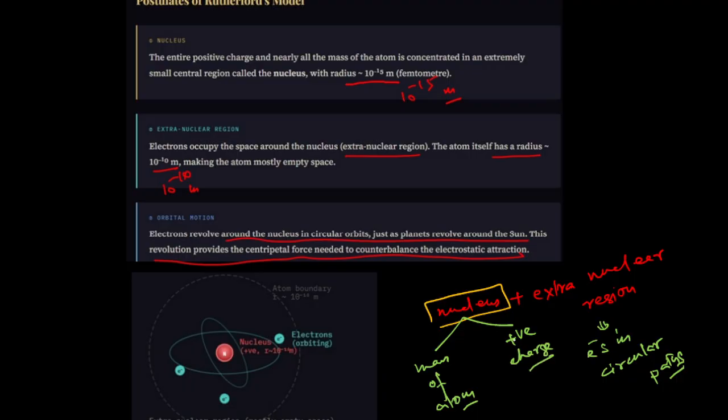Now what did Rutherford say? The number of electrons should be the same as the number of protons in the nucleus, which explains the neutrality of the atom. The number of protons and electrons must be the same. So in the nucleus, we have protons. But the point is, the mass of protons does not account for the complete mass of the atom. The whole mass of the atom is not completely accounted for by the protons. There is still some deficit of mass, right? Do you get me or not?